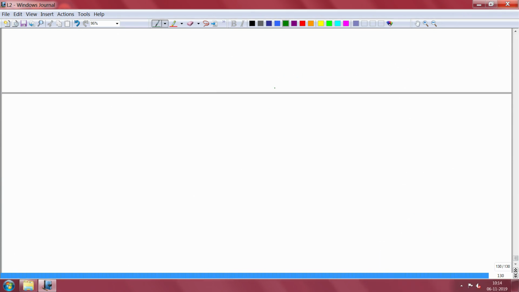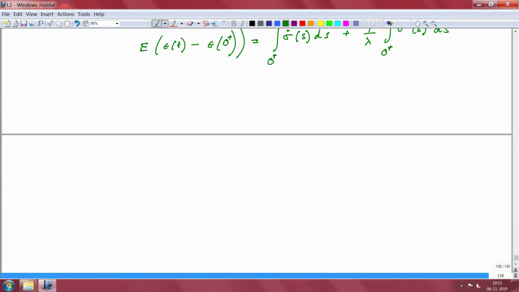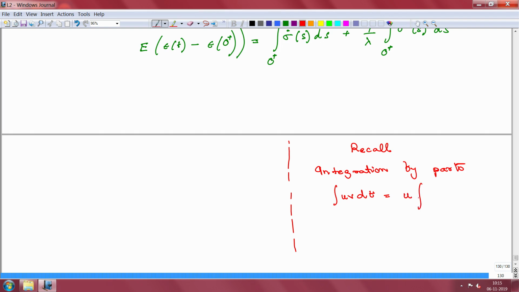So, just to remind ourselves what integration by parts is, we will just write it on the side. Recall integration by parts, and in this you have an integral u v dt, let us say. If you are computing this, then you can rewrite this as u times the integral of v dt minus integral of u dot times the integral of v dt, and there is another dt here, right.